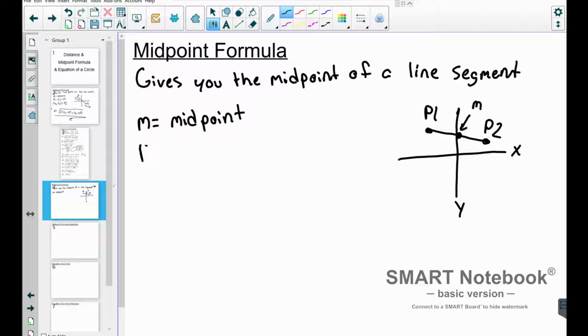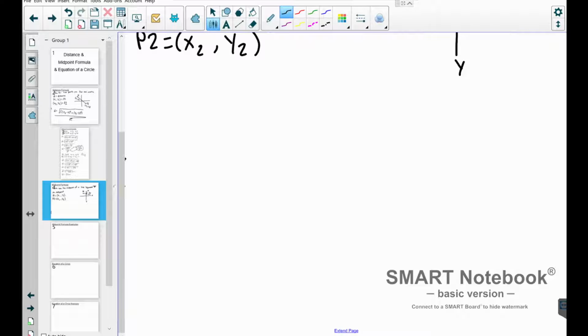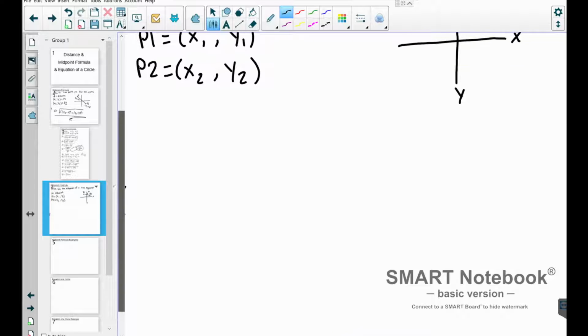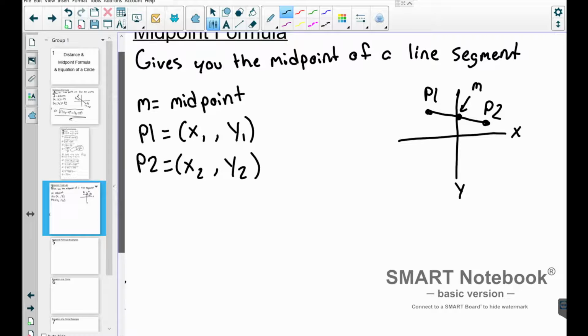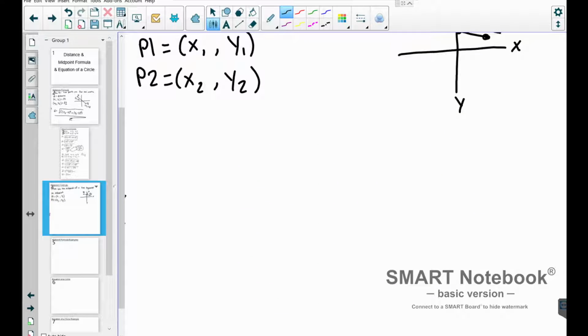And we have P1 and P2, which are our points, with x1, y1 as point 1, and x2, y2 as point 2, just like we did with the other formula. The only real difference in this is that we use an M for midpoint instead of a D for distance. And of course, we're not getting the length of the line, we are getting the midpoint of that line. So your answer is actually going to be an XY coordinate.